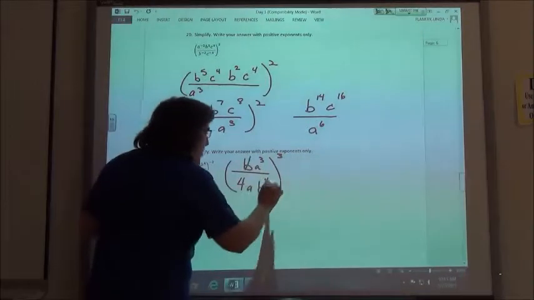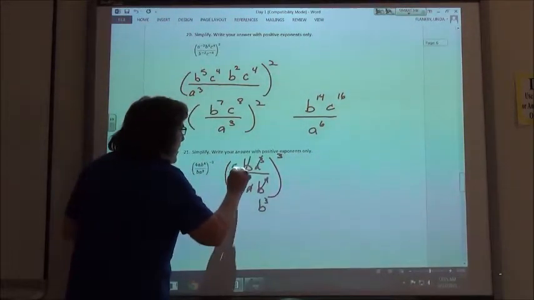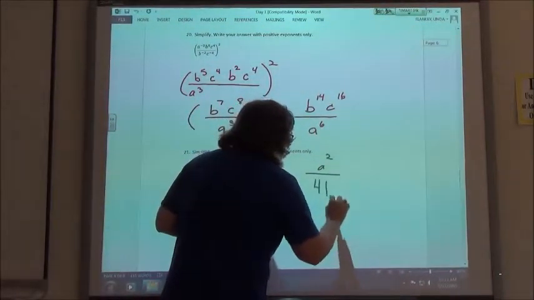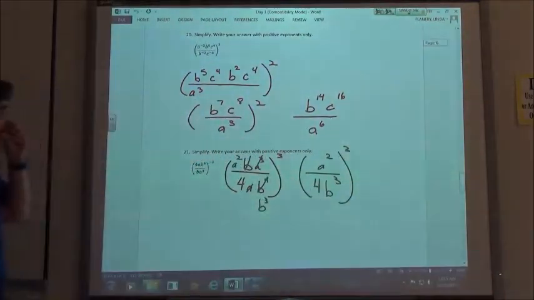So one of my b's will cancel out. I'll get b to the 3rd. One of my a's will cancel out. I'll get a squared. So I have a squared over 4b cubed, all raised to the 3rd power.